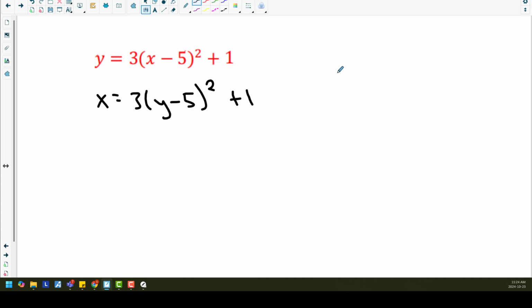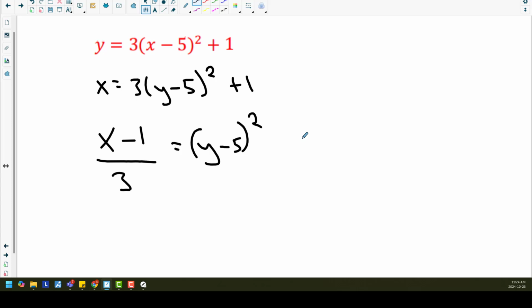So if your quadratic is in standard form or in factored form, expand it out and then complete the square to rewrite it in vertex form. Once you have it in vertex form, it's fairly easy. You just swap your x and y, and you start bringing everything over to the other side. So we're isolating for y, so we're moving the 1, so that's x minus 1. We're moving the 3, that's going to be divided by 3. And this is my equation now.